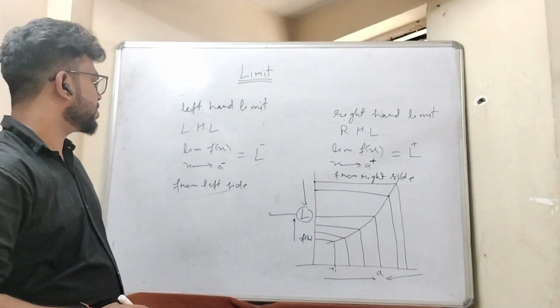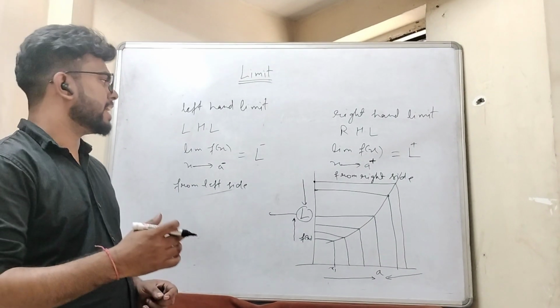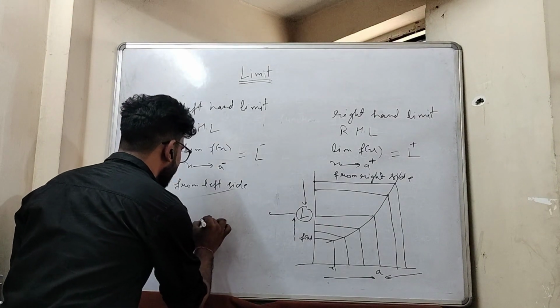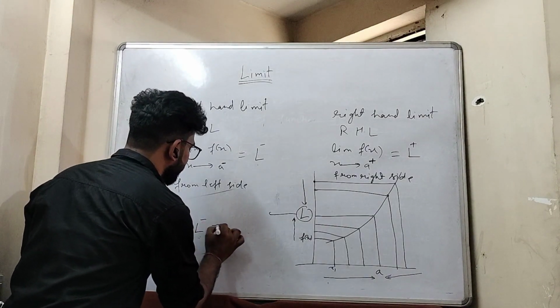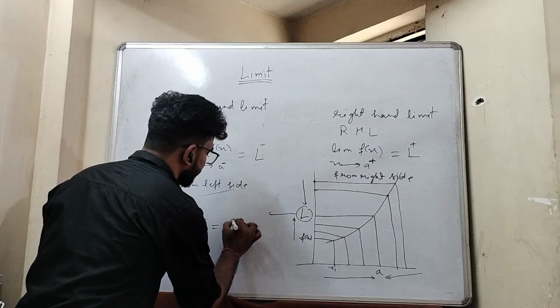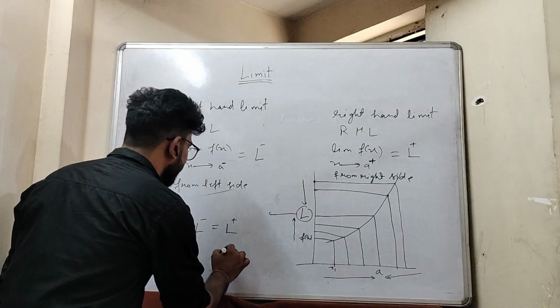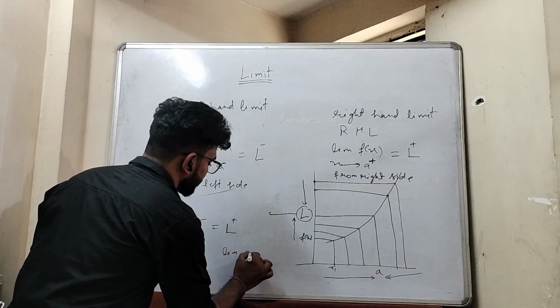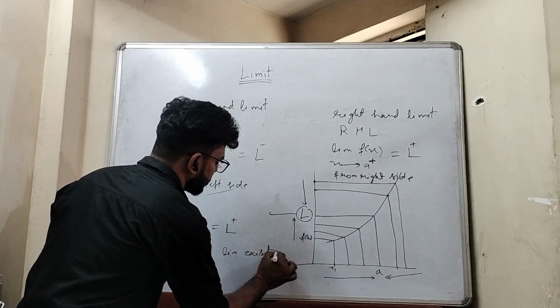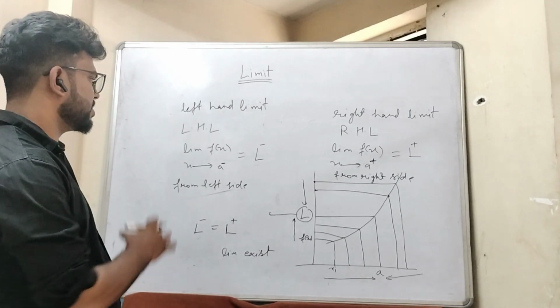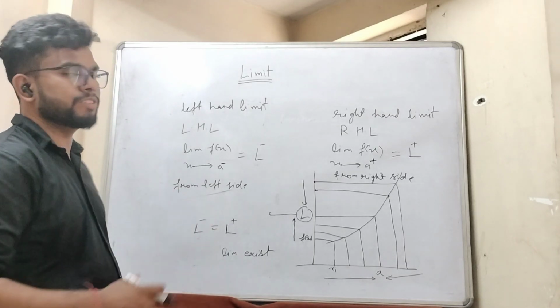Whenever these two limits are equal, we say that the limit of the function exists. That is, whenever L negative is equal to L positive, that is, the left hand limit is equal to the right hand limit, then we say that the limit exists. So this is the definition, the concept of limit.